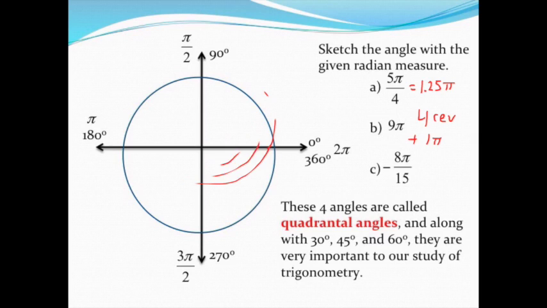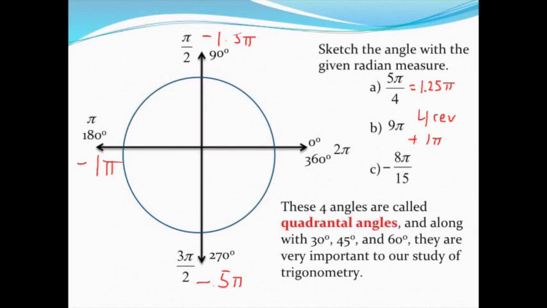Next up, I have 1 more to do. This time I have a negative angle. Well, I still begin in the same spot. I still begin on the positive x-axis. All that a negative angle tells me to do is rotate backwards. So if I think about it, this down here is negative 0.5 pi. This over here is negative 1 pi. This up here is negative 1.5 pi. And then all the way around would be negative 2 pi.